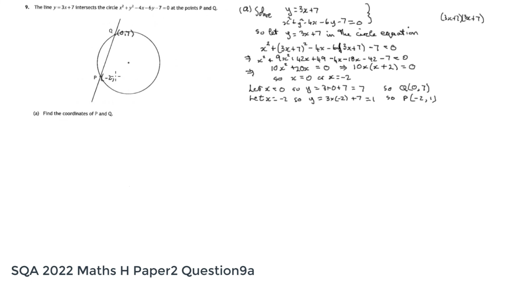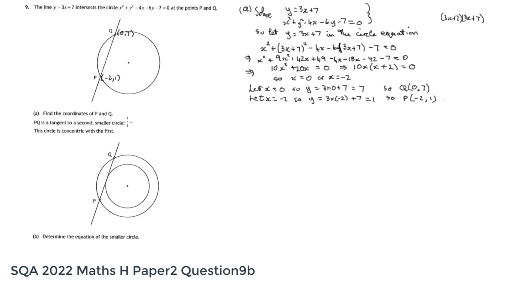Negative 2, 1. And the heights check out. This is a height of 7, this is a height of 1. So we've identified the correct points. So that's part A completed. We've found the coordinates of P and Q. Let's move on now then to part B.